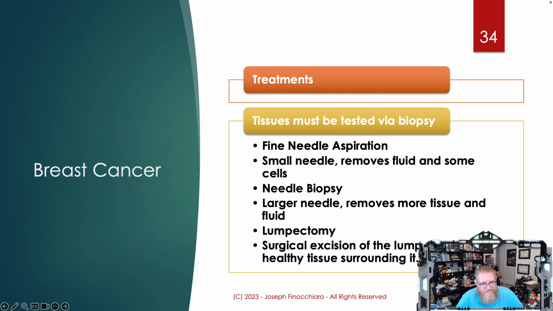Treatments for breast cancer include fine needle aspiration. A fine needle aspiration involves a small needle which removes some fluid and some cells. They have to test it via biopsy, so they're going to take cells to try to determine what it actually is. You have needle biopsy, which is a larger needle, which removes more tissue and fluid. And finally, you have a lumpectomy, which is the surgical excision of the lump and some healthy tissue surrounding it.